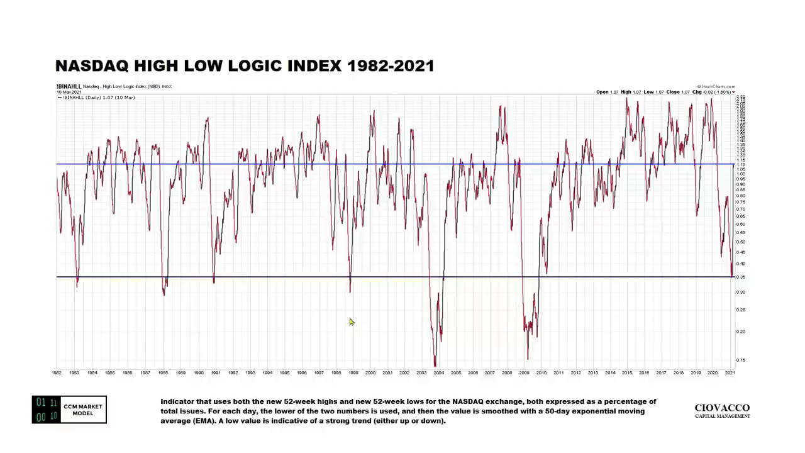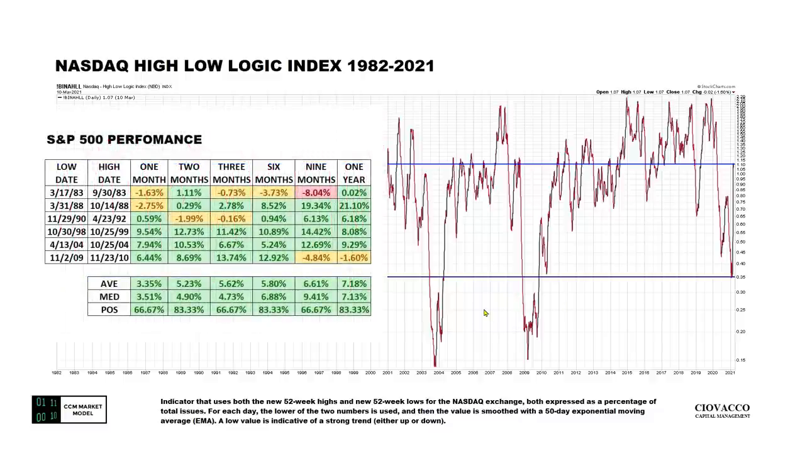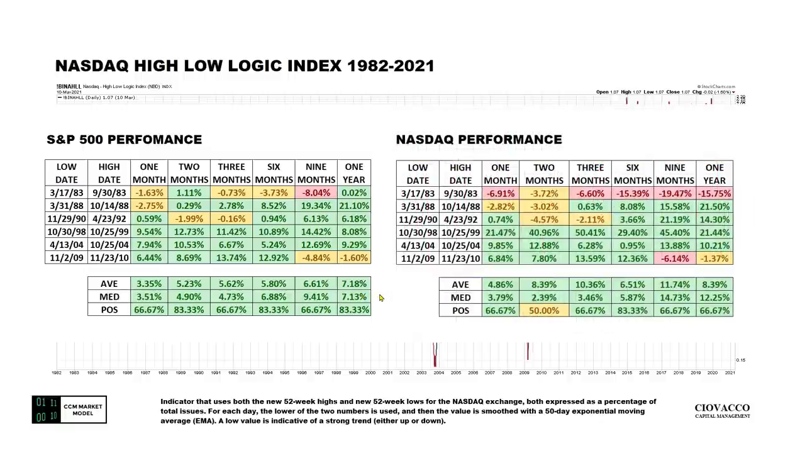This is the NASDAQ High-Low Logic Index. There's a little blurb about the indicator on the bottom of the screen. This is a rare move here. As you can see, we're looking at data going all the way back to 1982. S&P 500 performance after similar moves like this, lower blue line to upper blue line, somewhat mixed and really not all that impressive. Say similar things about the NASDAQ.